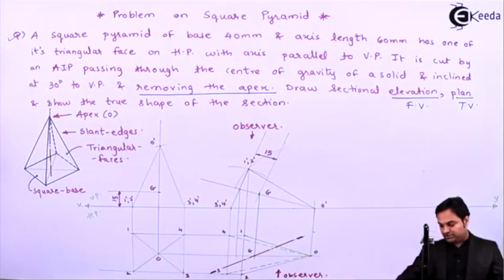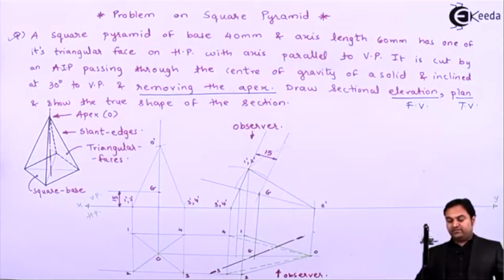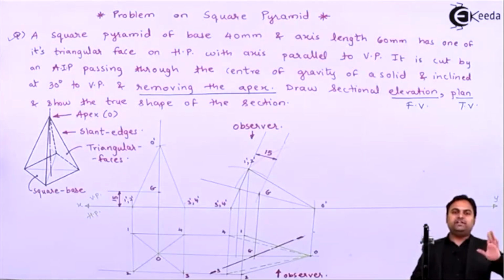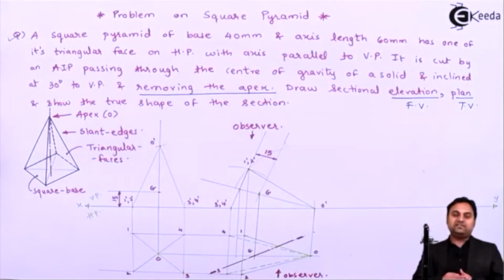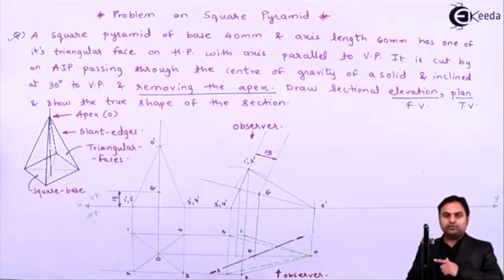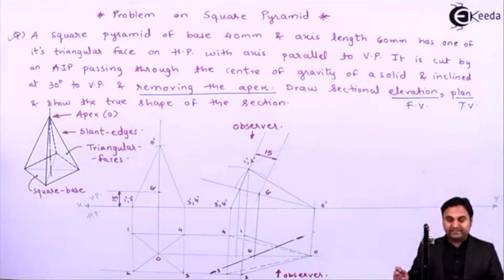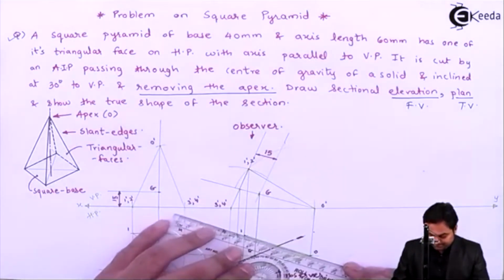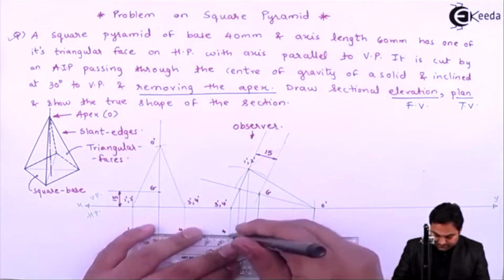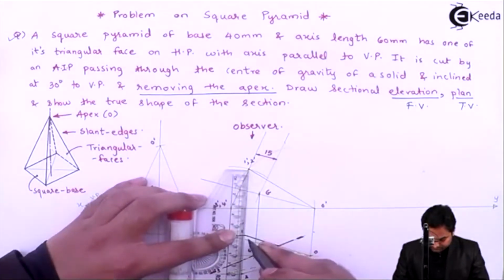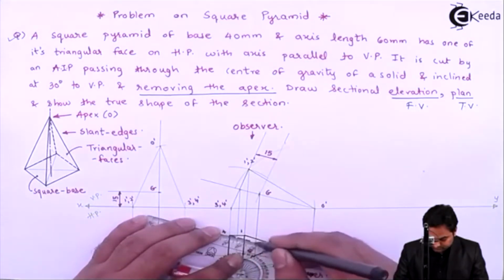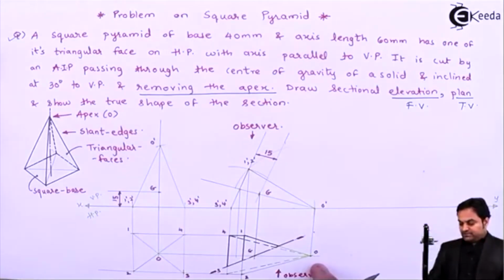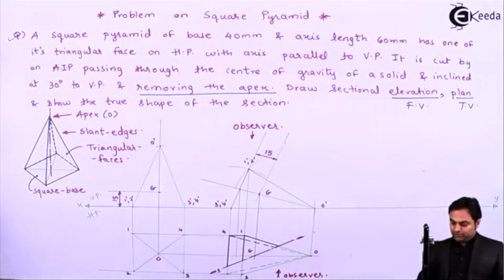And whatever portion is there below the cutting plane line will be removed because the apex has to be removed. If the question had said to retain the apex, then I would have taken this cutting plane at 30 degrees from the other side, and in that case the apex would have been retained. But here we have to remove the apex. So whatever is retained, I'll make it dark. So this much is the removed portion and this is the retained portion.